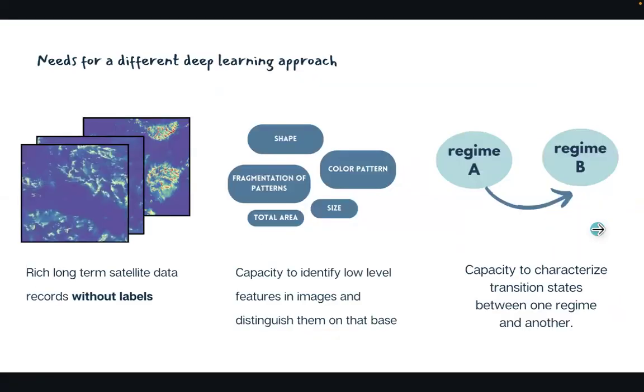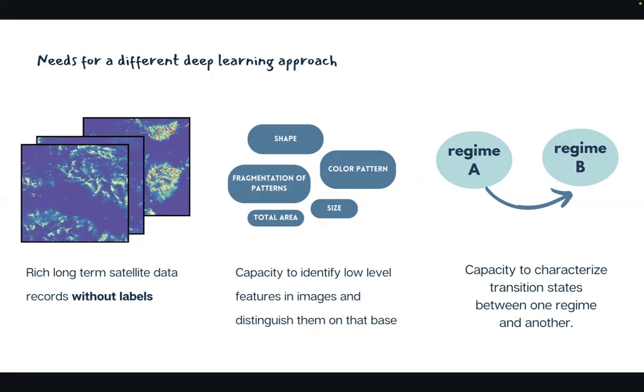So we had some needs for a different deep learning approach. And what were our specific needs? On one side, we deal with a rich and long-term data set of satellite data, but without any label. So we don't have a label for each satellite image.